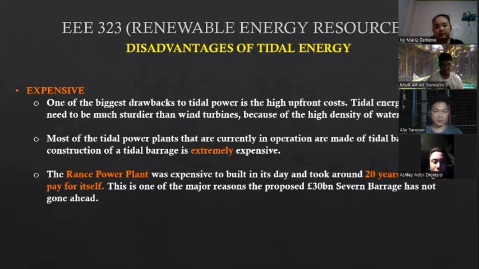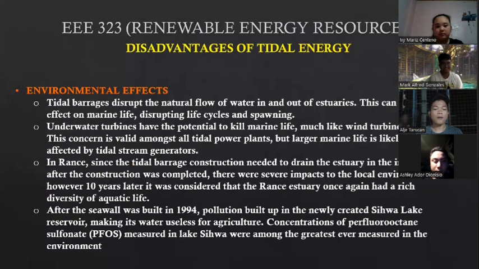Next, environmental effects. Tidal barrages disrupt the natural flow of water in and out of estuaries. This can have an effect on marine life, disrupting life cycles and spawning. Underwater turbines have the potential to kill marine life, much like wind turbines kill birds.